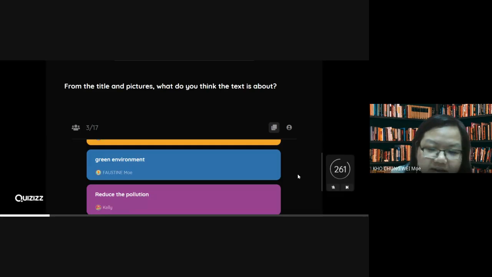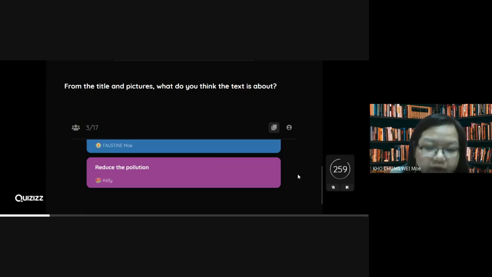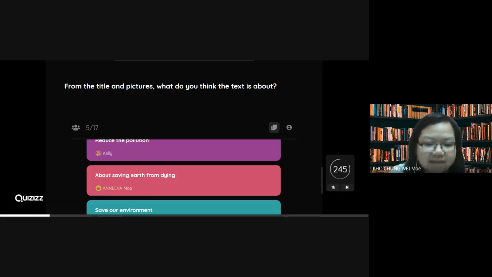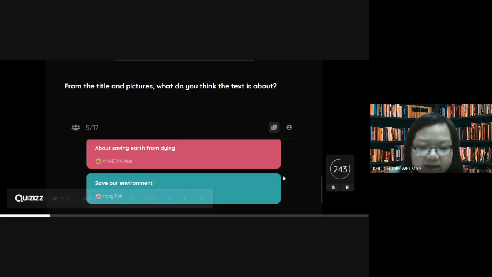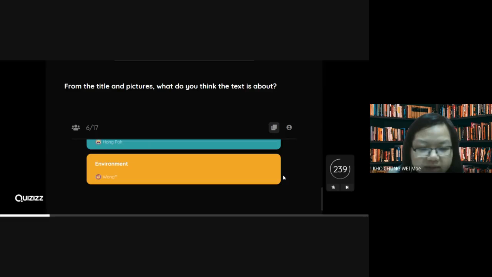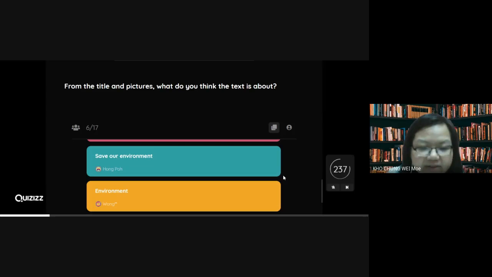What do you mean by green anyway? Does it mean that we use a paint and paint it green, reduce the pollution? Right, Kelly? Saving earth from dying. Nicely put, Aniva. Right. Any more? Save our environment. Okay. Good, Hongpo. That's what it means by keeping the earth green. It's about the environment.